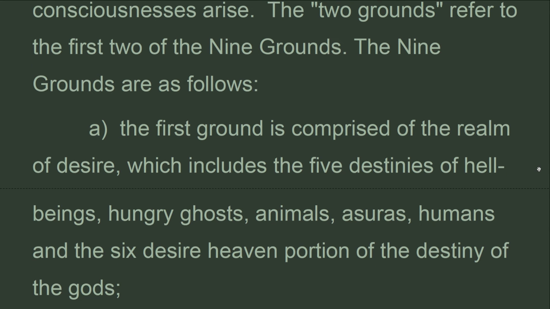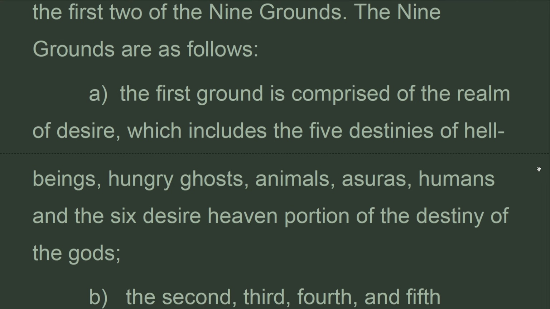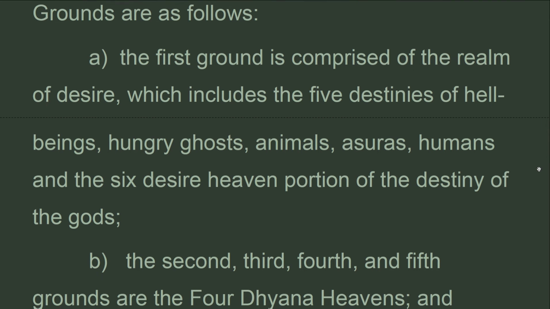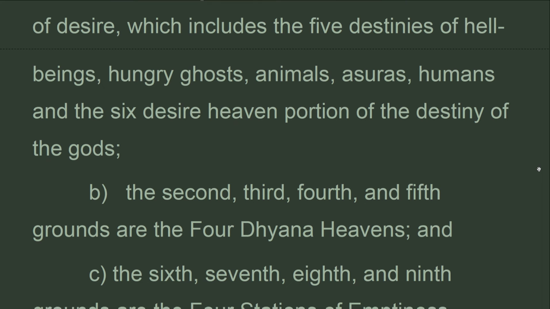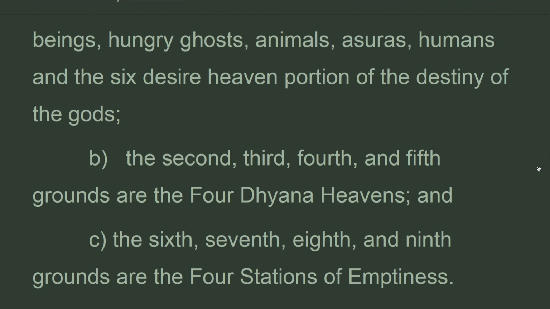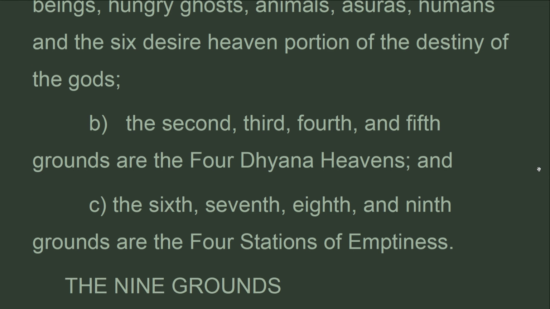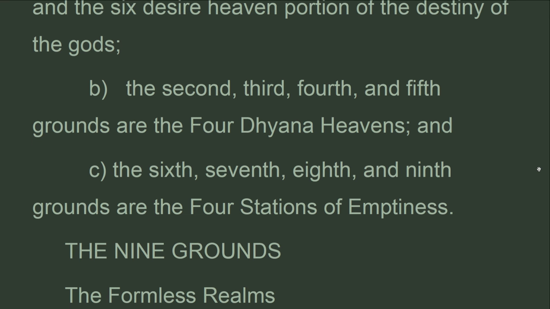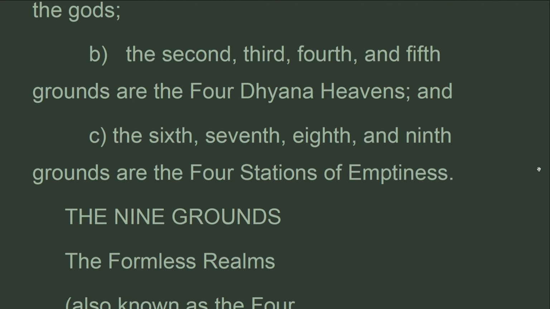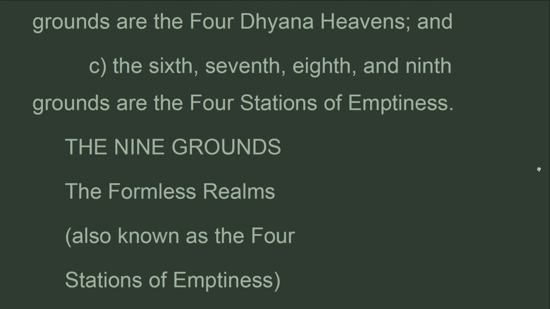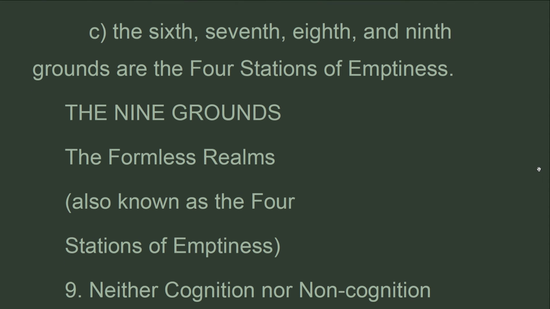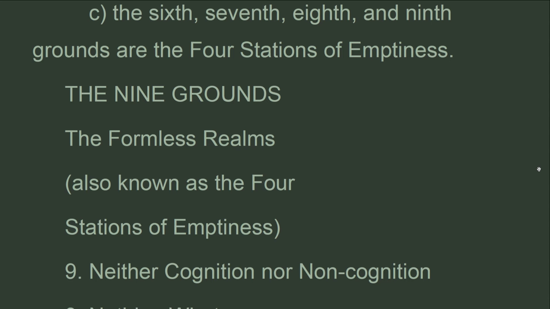A. The first ground is comprised of the realm of desire, which includes the 5 destinies of hell beings, hungry ghosts, animals, asuras, humans, and the 6 desire heaven portion of the destiny of the gods. B. The second, third, fourth, and fifth grounds are the 4 dhyana heavens, and C. The 6th, 7th, 8th, and 9th grounds are the 4 stations of emptiness.